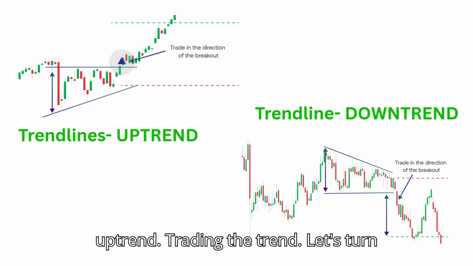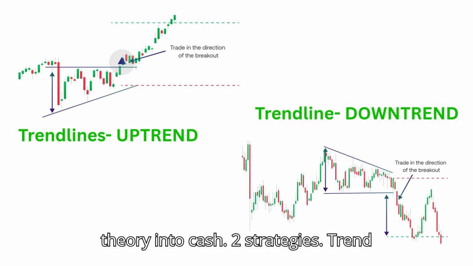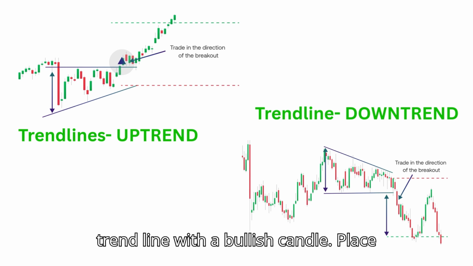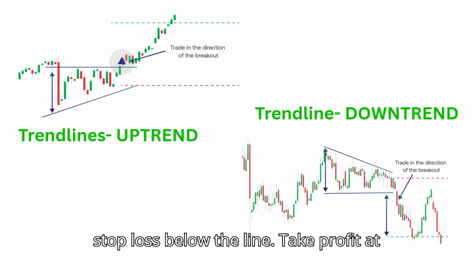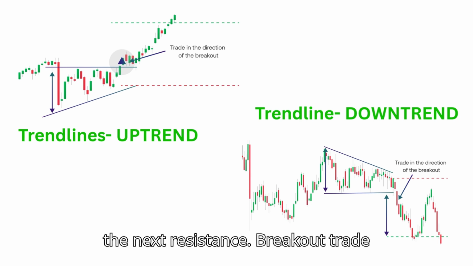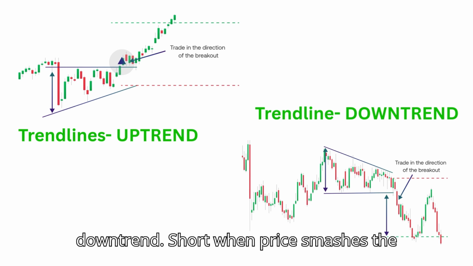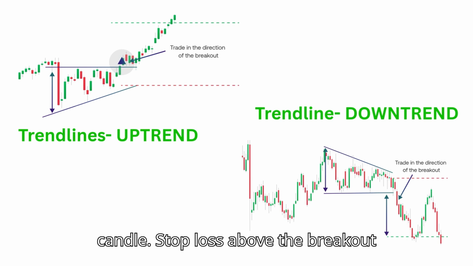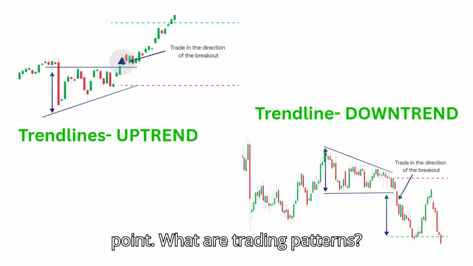Trading the trend. Let's turn theory into cash. Two strategies. Trendline bounce. Buy when price touches the trend line with a bullish candle. Place stop loss below the line. Take profit at the next resistance. Breakout trade, downtrend. Short when price smashes the trend line. Confirm with a bearish candle. Stop loss above the breakout point.